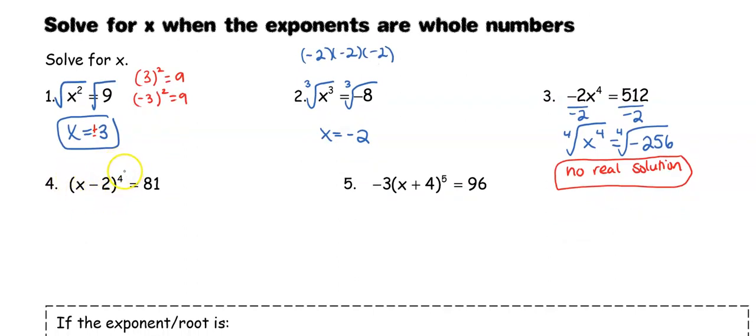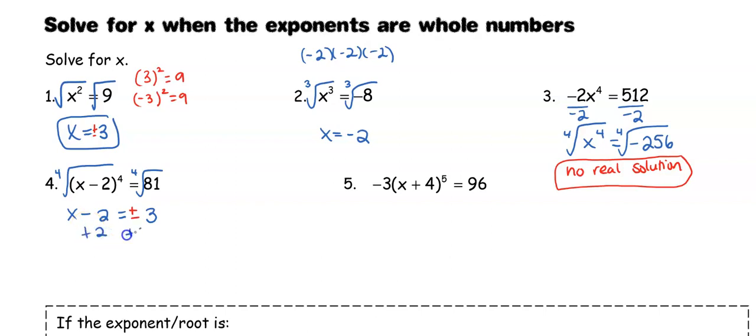This whole quantity is being raised to the 4th power, so I need to take the 4th root because it's already isolated. The 4th root unlocks that 4th exponent, so that's x minus 2. The 4th root of 81 is 3. But remember, even roots are where we're going to have problems. When I have an even root, I don't know if that original number was a positive or a negative because that negative cancels out. So this isn't just 3, it's plus or minus 3.